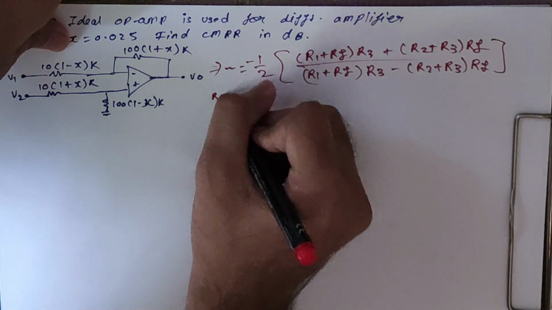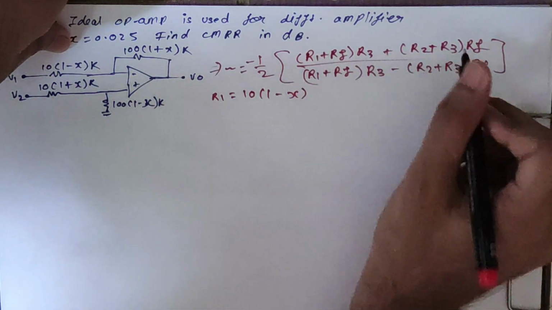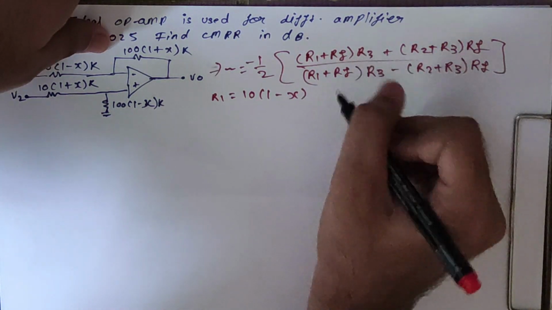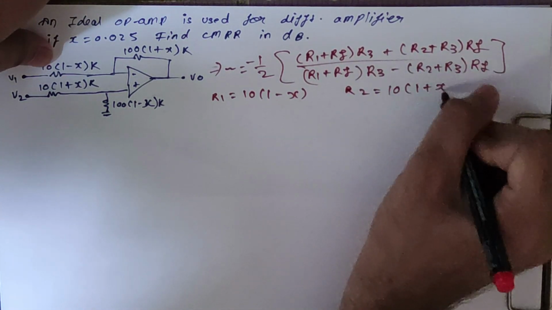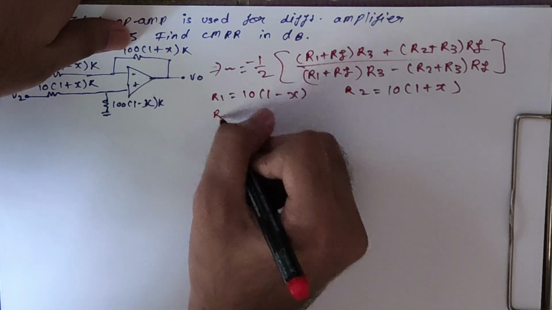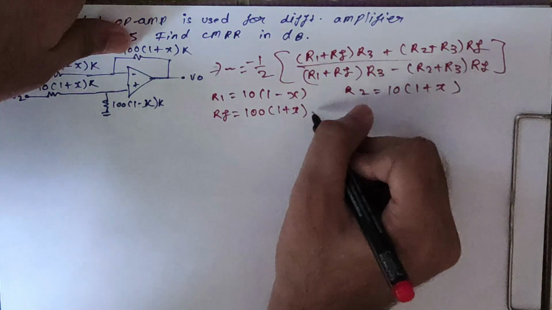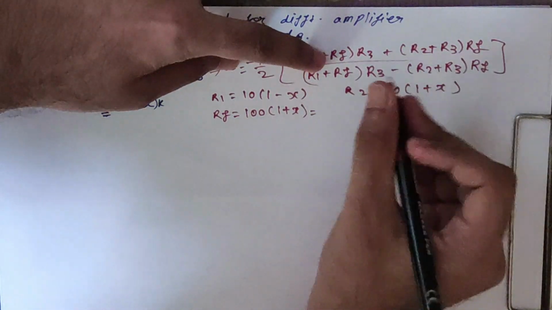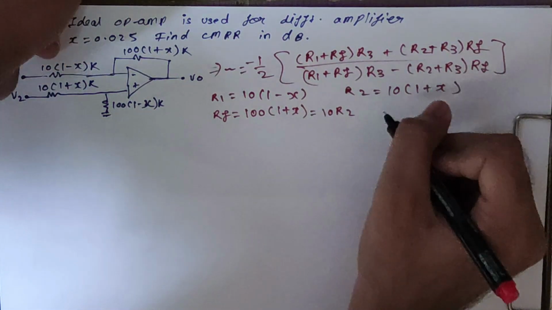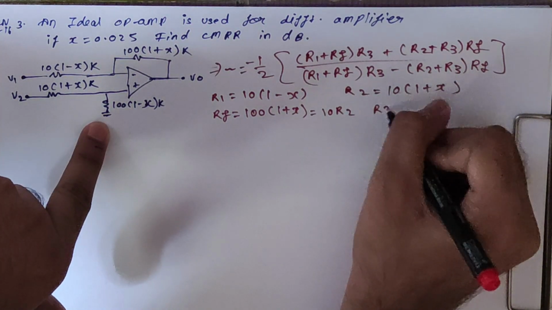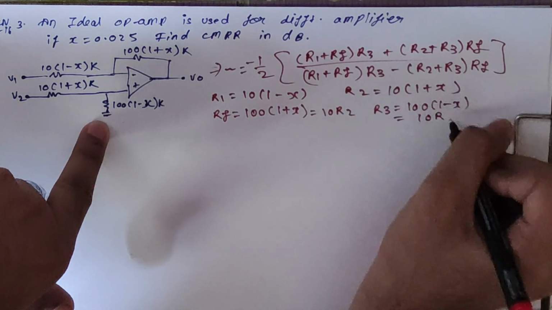Now here we have R1 as 10 into 1 minus X kilo ohm. We are not going to write kilo ohm because anyway the numerator and denominator will cancel that K. And R2 we have as 10 into 1 plus X, right? And RF we have 100 into 1 plus X. If you see it clearly, we can write RF as 10 R2, right? 10 into this thing will be 100 into 1 plus X. And R3 we have 100 into 1 minus X. Basically it is also 10 R1.